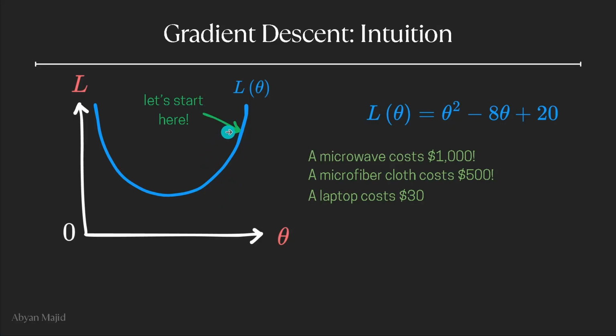Maybe at this point, we guess that a microwave costs $1,000 and a laptop costs $30. And as you can tell, this is complete bogus. Nobody sells a laptop for $30. But if you're actually selling a laptop for $30, hit me up. I'll buy 10 of those for real. But again, this is complete bogus as far as I'm concerned.